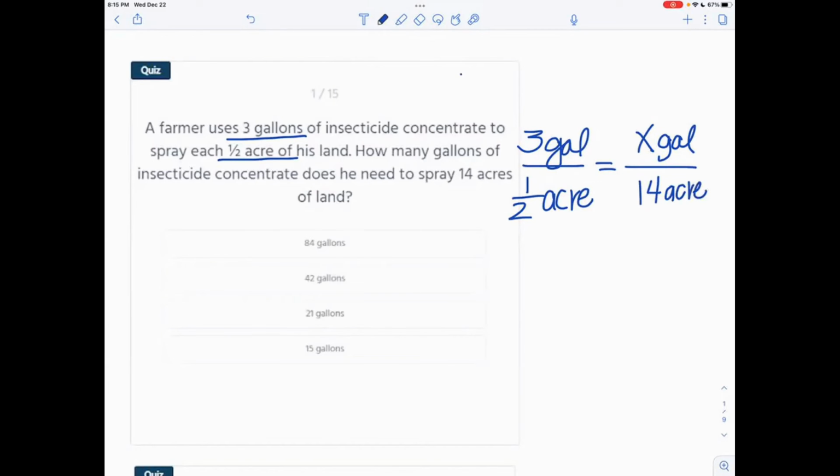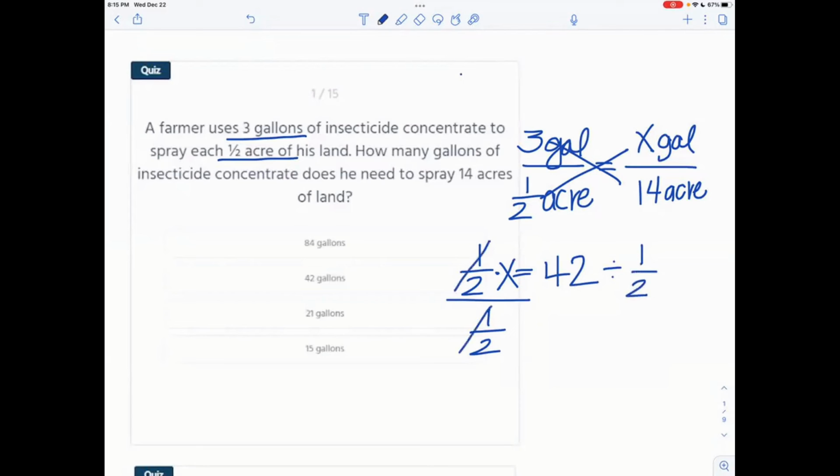Okay. Now that I have everything in the same position in both fractions, I can cross multiply. 1/2 times X is 1/2 X. 14 times 3 is 42. Now this 1/2 is multiplied by the X, so to solve, I have to do the opposite. I'm going to divide by 1/2, and whatever I do to one side of the equal sign, I have to do to the other. This cancels out and I'm left with X equals 42 divided by 1/2.